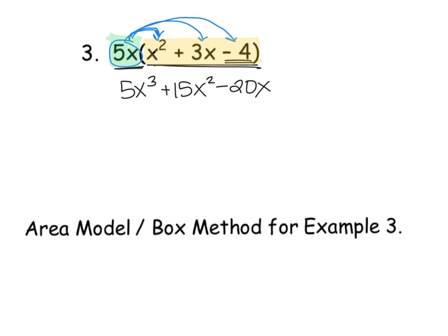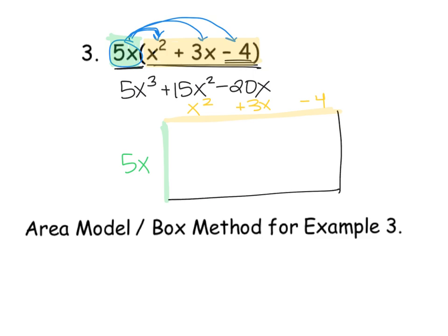I'm going to take this 5x and put it on one side of a rectangle. And I'm going to take this x squared plus 3x minus 4 and make that the length of the rectangle. So I now have a rectangle that has 5x as the length and x squared plus 3x minus 4 as the width. And I'm just going to complete this rectangle so that it looks like a rectangle.